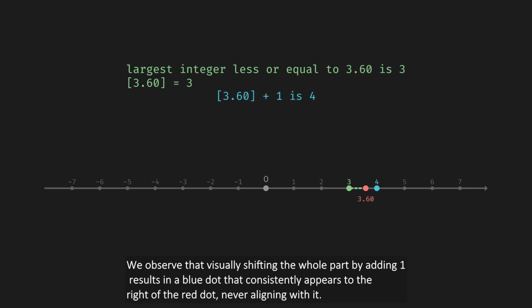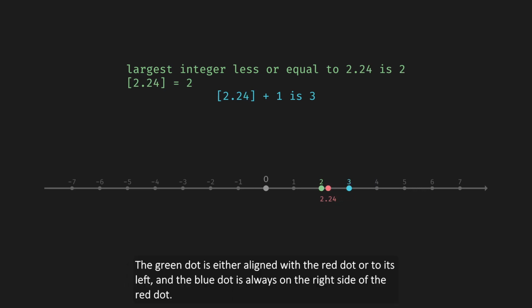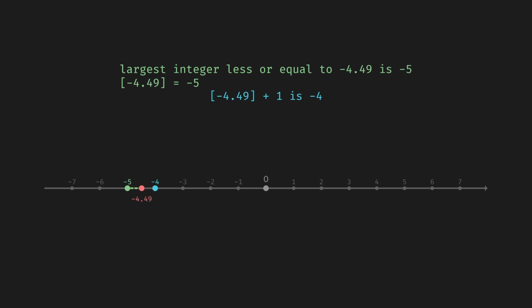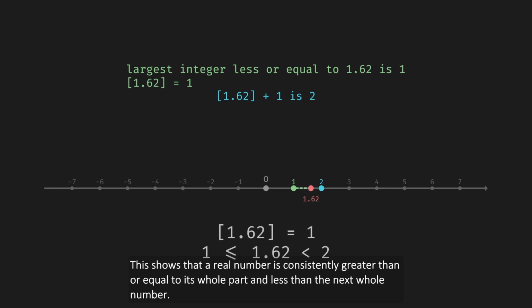We observe that visually shifting the whole number by adding 1 results in a blue dot that consistently appears to the right of the red dot, never aligning with it. This is because it is always greater than the original number. The green dot is either aligned with the red dot or to its left, and the blue dot is always on the right side of the red dot. This shows that a real number is consistently greater than or equal to its whole part and less than the next whole number.